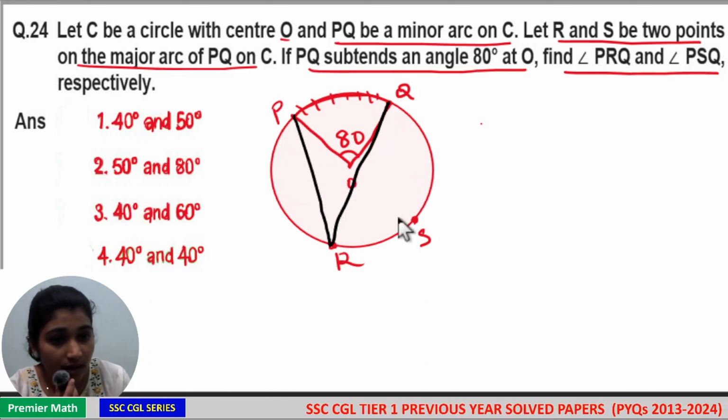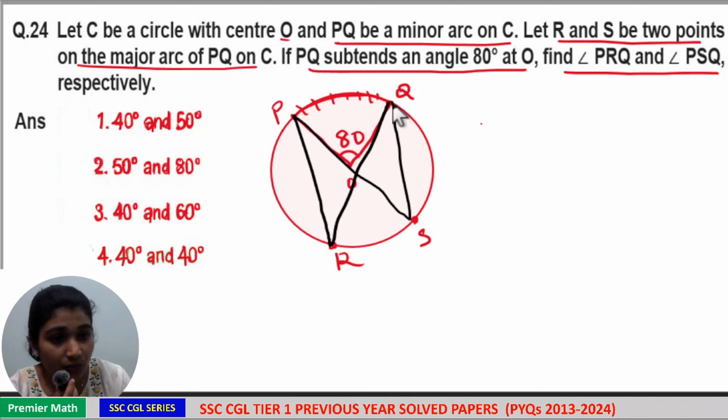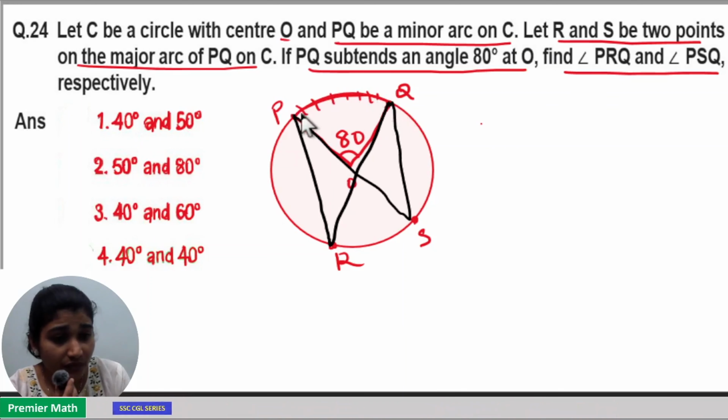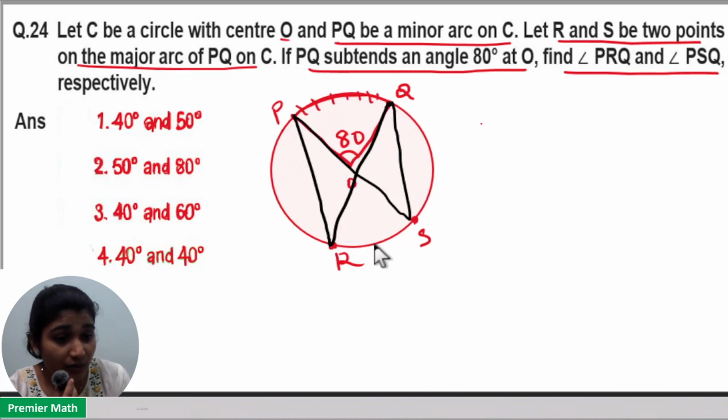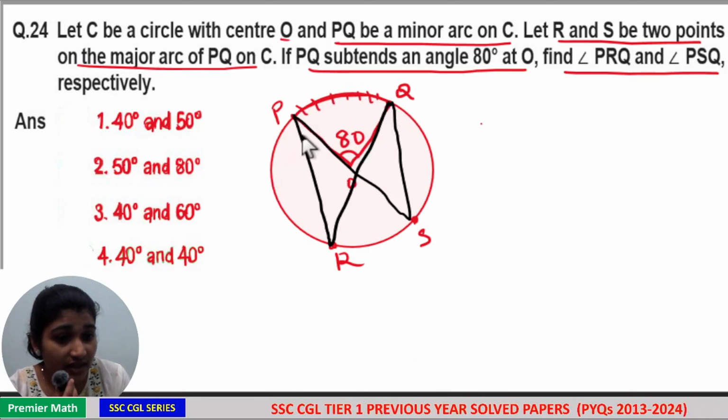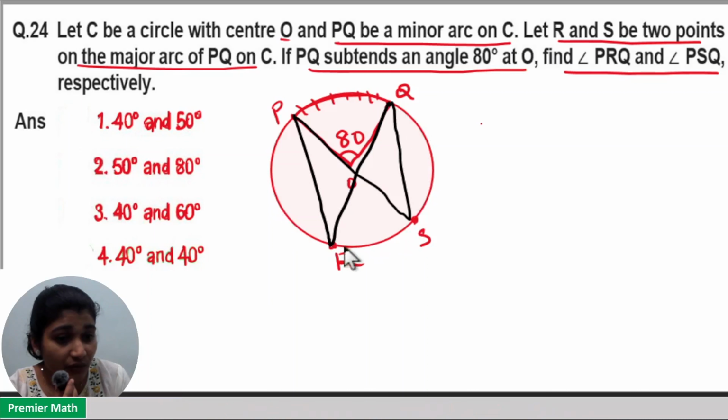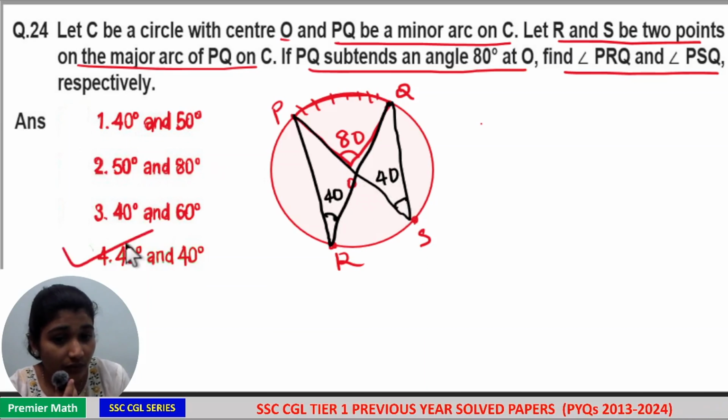PRQ and angle PSQ. Here we already know when a minor arc creates angle theta with the center, then the same minor arc can create half of the central angle at the remaining part of the circumference of the circle. That is, when an arc creates theta degrees at the center, then the same arc can create theta by 2 at the remaining part of the circumference of the circle, which means here angle PRQ is equal to half of 80, 40, and angle PSQ is equal to half of 80, 40. Option 4 is your answer.